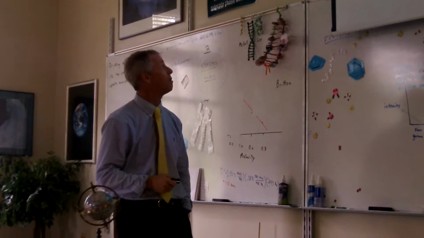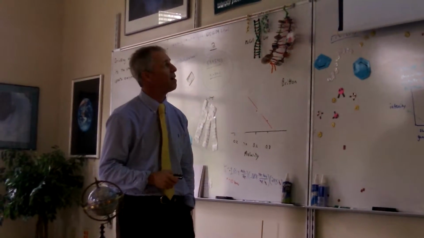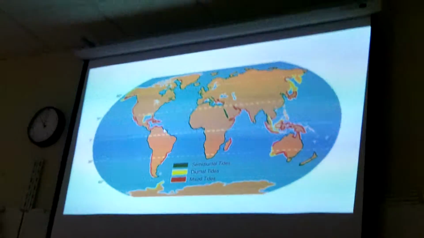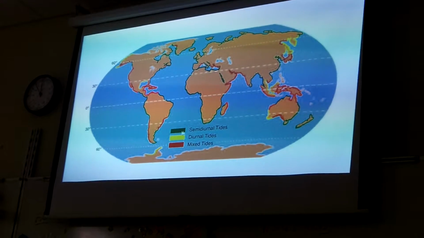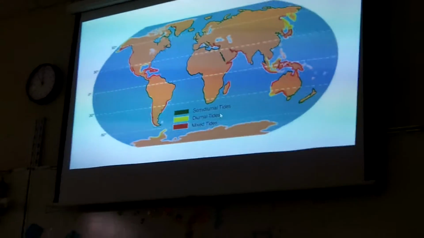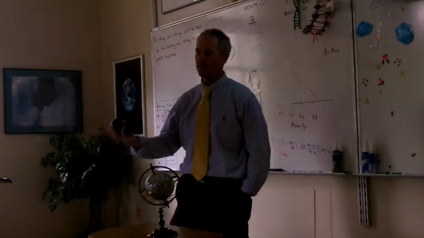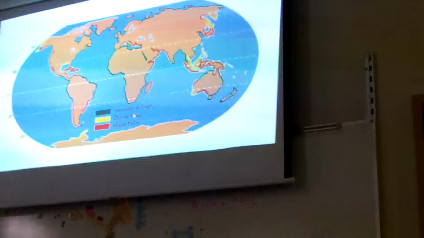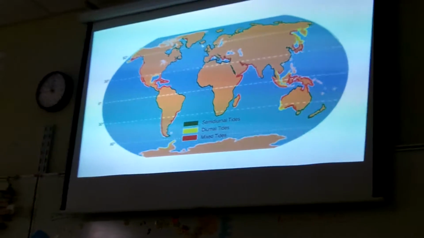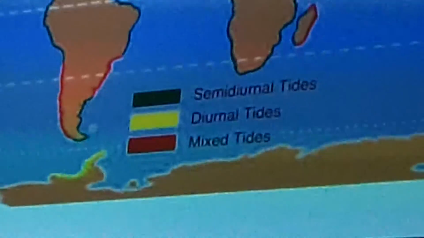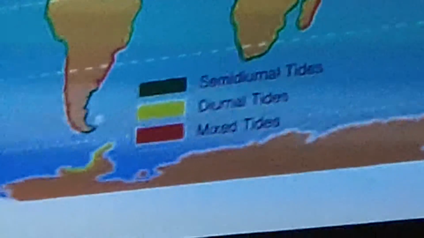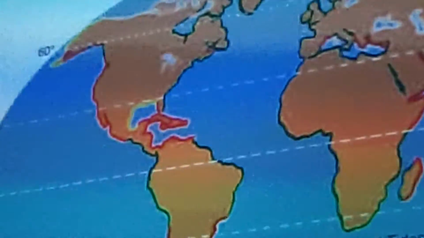This is a map showing the Earth here, and everywhere where you see a green line like we have there, that type of tide is called semidiurnal. Can you say semidiurnal? Semidiurnal is when you have 2 high tides and 2 low tides a day. That's what we have. But it's true that not everywhere is like that.